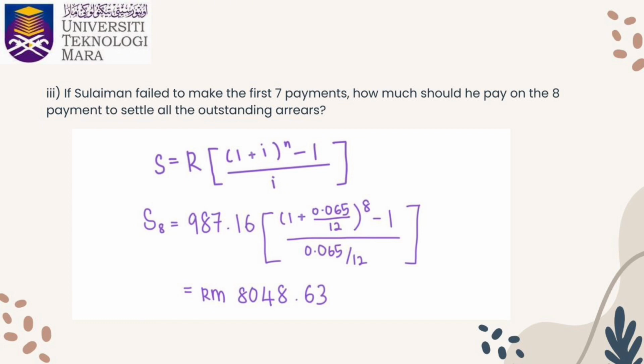to settle all the outstanding arrears? So the formula is S equals R times [(1 + i) to the power of n minus 1] divided by i. S8 equals 987.16 times [(1 + 0.065/12) to the power of n minus 1] divided by 0.065/12. So the final answer will be 8048.63.